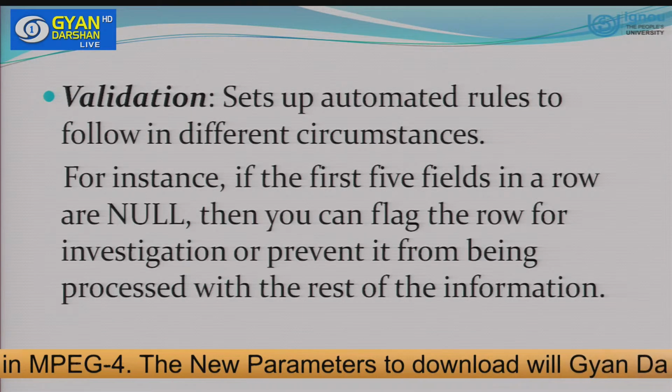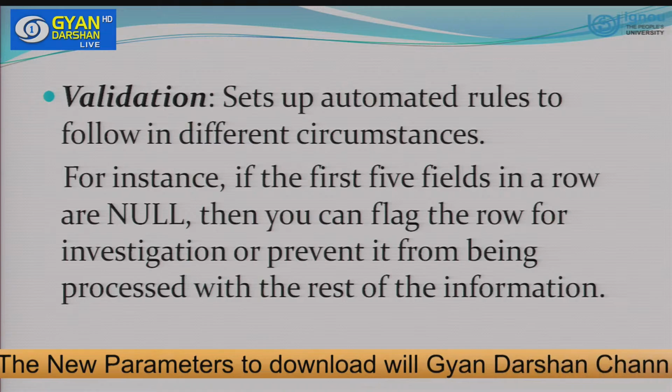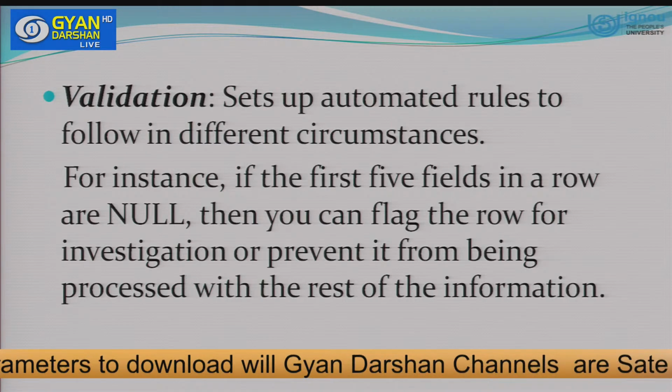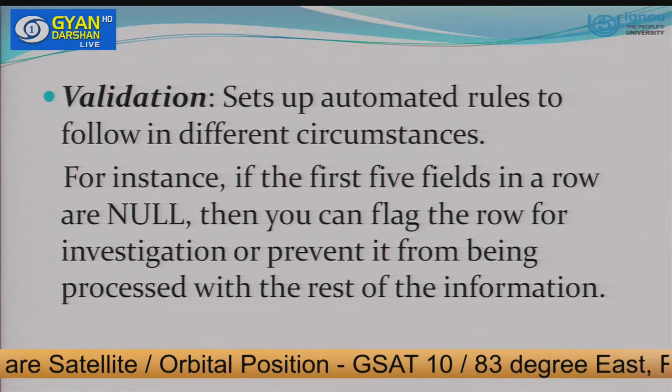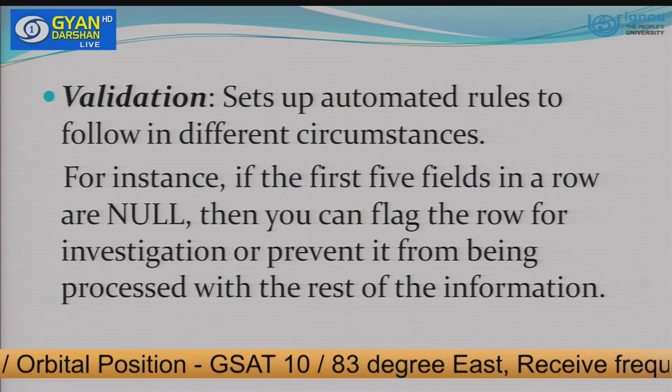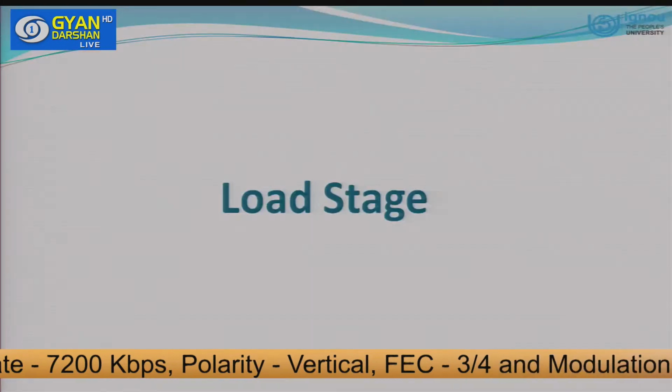Validation sets up automated rules to follow in different circumstances. For example, if the first 5 fields in a row are null, then you can flag the row for investigation or prevent it from being processed with the rest of the information. So these are some of the transformation techniques which will be applied onto the data that is extracted from the data sources. The third stage, which is the final stage, is the load stage.